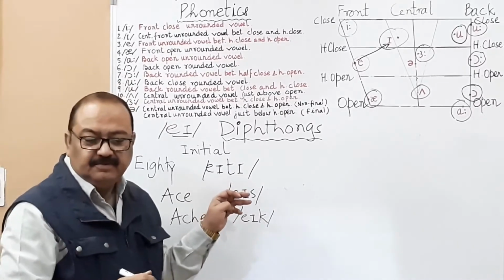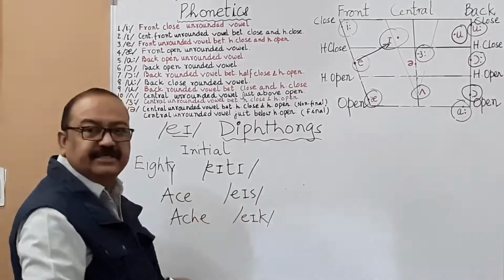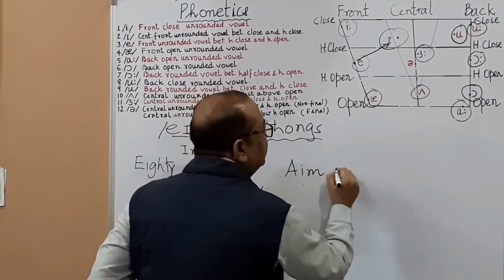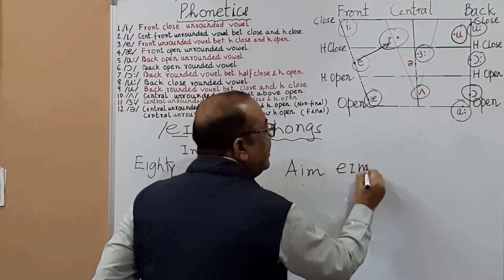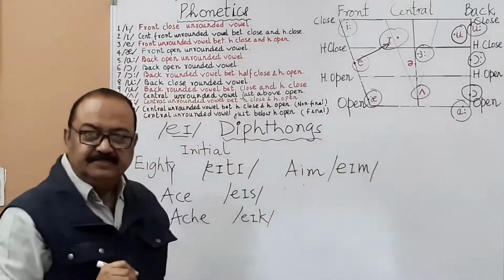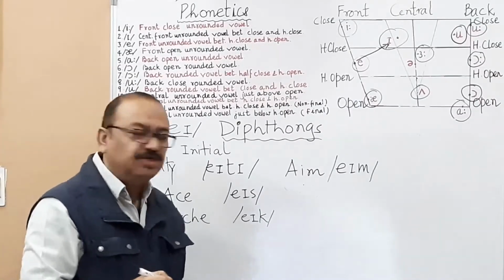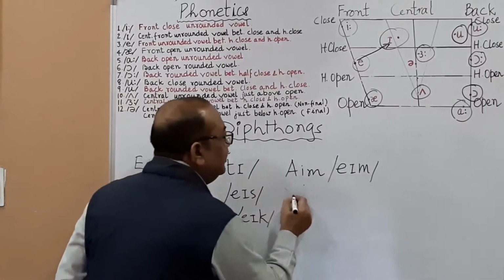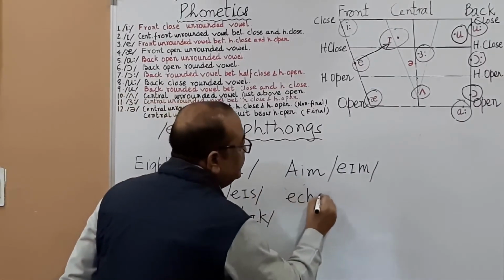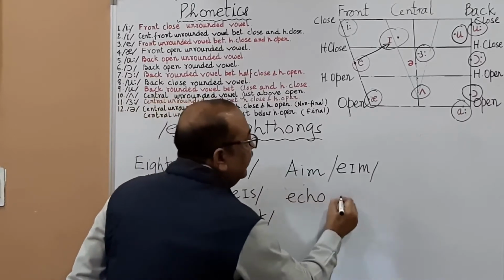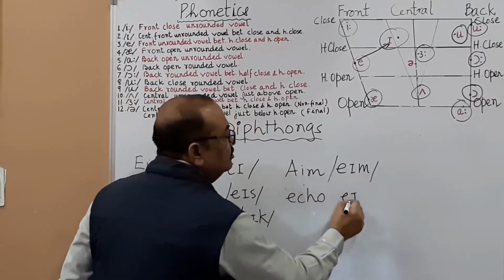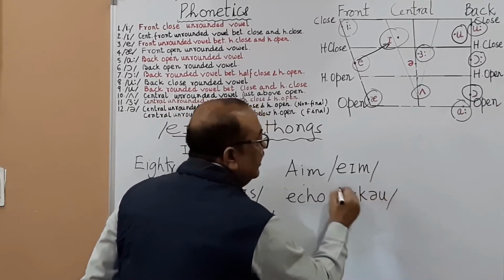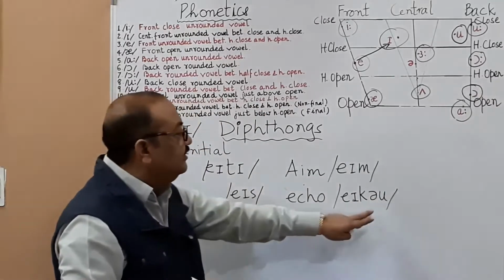Can you tell me some words from your side? Or for example, yes, aim. How would you write aim? Yes, one or two words from your side also. Echo. Okay. How do you spell it? E-C-H-O. Echo. This is how it is. Okay. This is a diphthong.